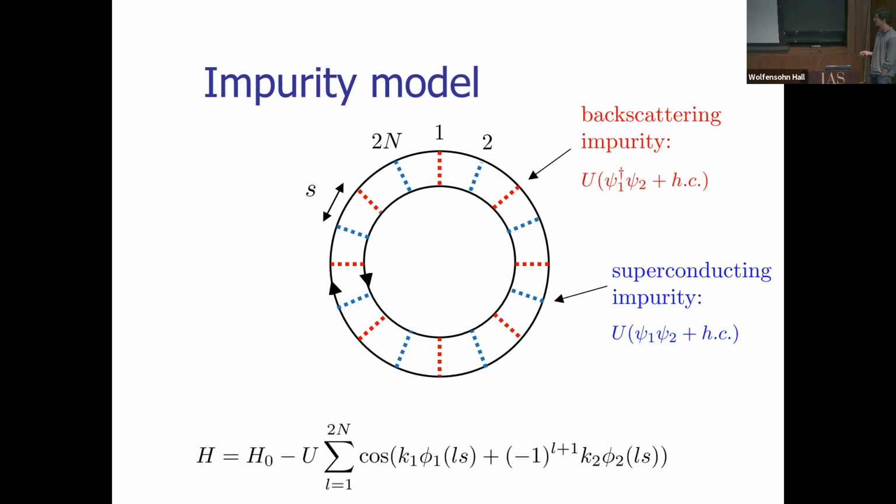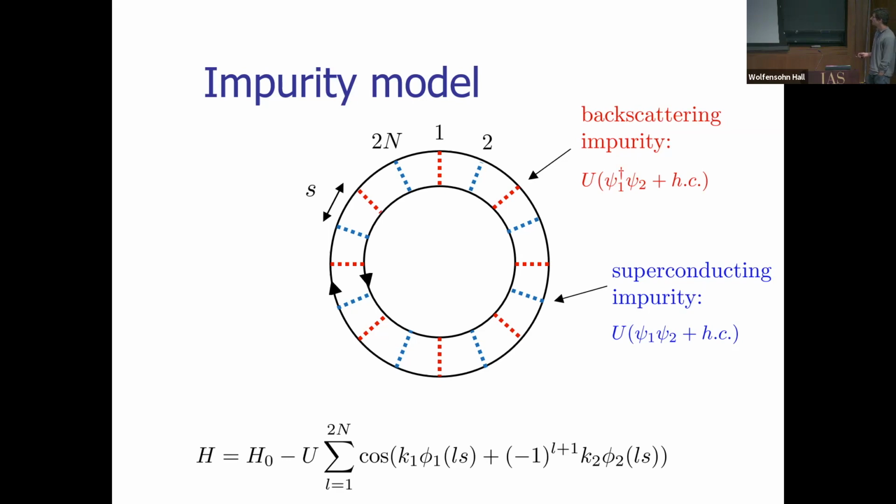Okay, so what does this look like as a Hamiltonian? The Hamiltonian we're considering is our original Hamiltonian plus these backscattering terms. If you convert them into this phi language, they correspond to cosine terms, because this gives you something like e to the i (k1 phi1 plus k2 phi2), and this is e to the i (k1 phi1 minus k2 phi2). Then you add a Hermitian conjugate and they turn into cosines. You can see they're only evaluated at particular points in space, multiples of S, the spacing. And they have an alternating sign here that just says we alternate, red, blue. So this is the system we want to study.